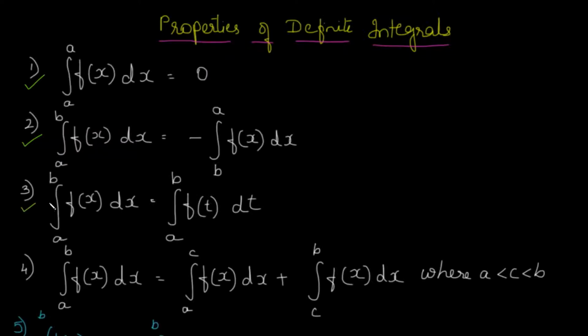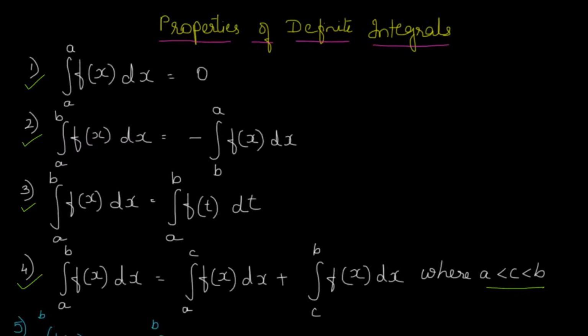The third property, the integral from a to b f(x) dx can also be written as the integral from a to b f(t) dt, where we have done an appropriate substitution. You might have these sums also. Now the fourth property. The integral from a to b f(x) dx is equal to the integral from a to c f(x) dx plus the integral from c to b f(x) dx, where c lies between a and b. So we write it as a < c < b. Now these were the first four properties.